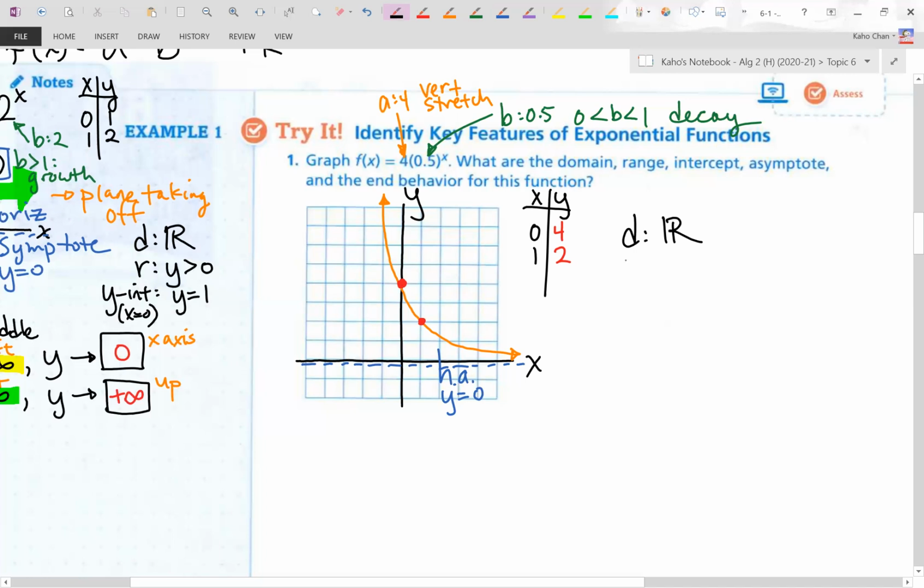Let's do that. The domain, of course, it works for all x, so it's all real numbers. Great. The range is kind of interesting. Even though it's decaying, the graph is still above the x-axis, okay? So all your y values are still positive.